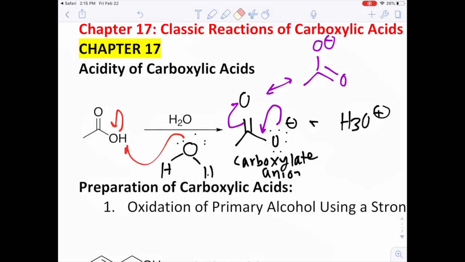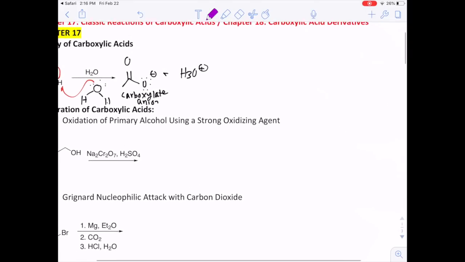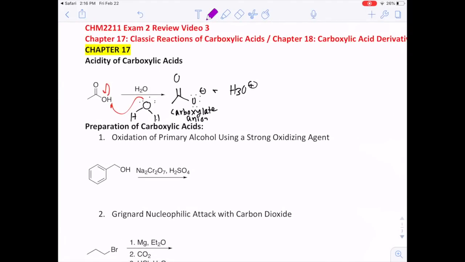So it's resonance stabilized, which means that these products at the end are more favorable than their starting materials, so the equilibrium goes to completion, and this is a favorable reaction. Just note that if you see something like that on the exam, with a base that is sufficient based on pKa values, we can deprotonate that carboxylic acid and form the carboxylate anion.